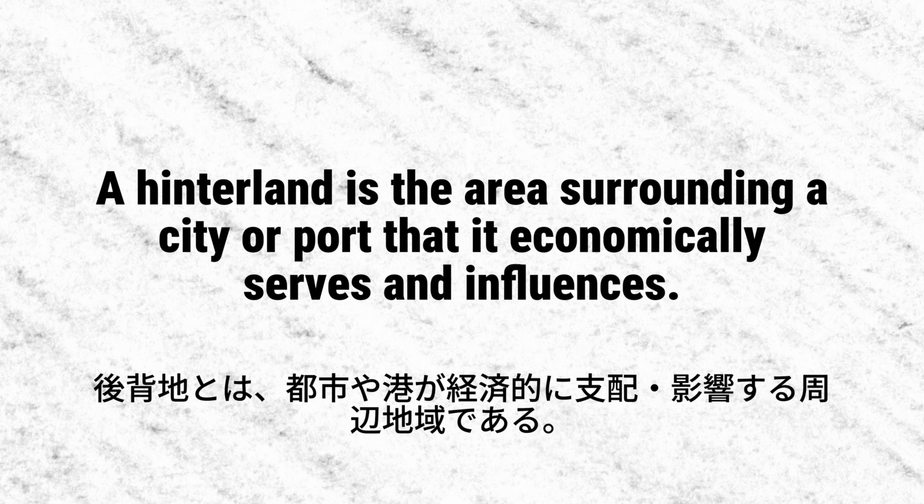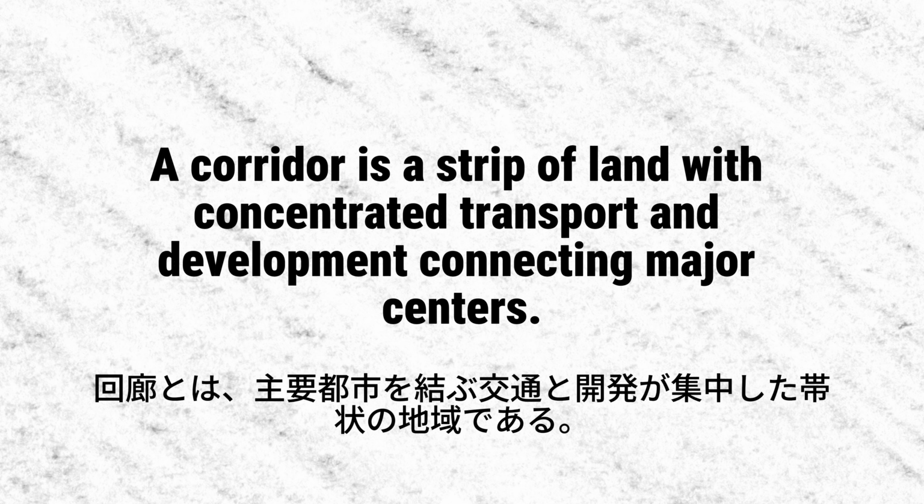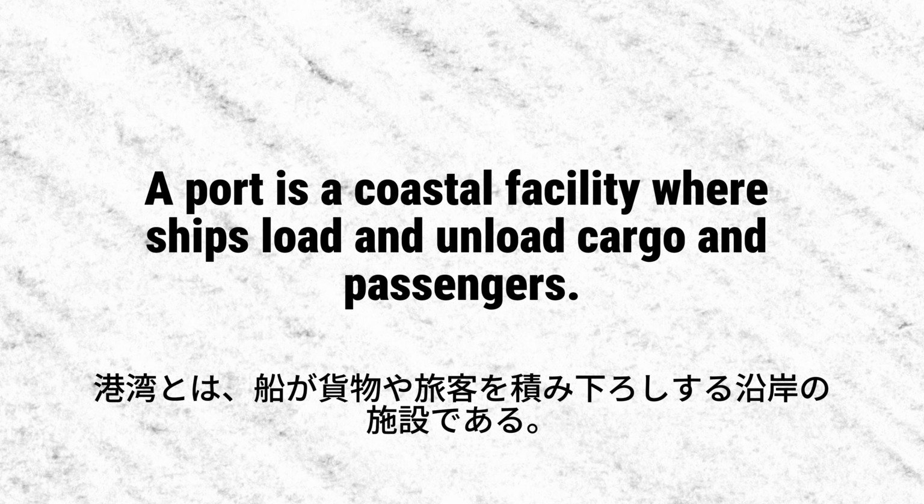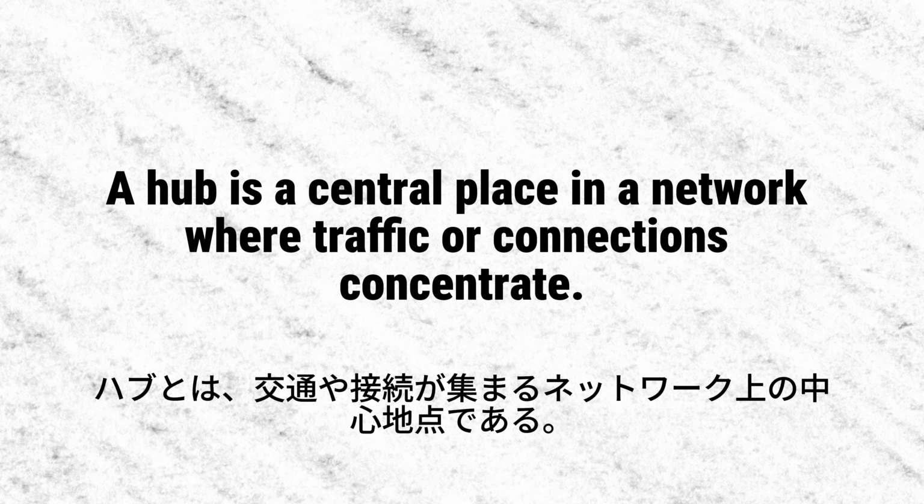A hinterland is the area surrounding a city or port that it economically serves and influences. A corridor is a strip of land with concentrated transport and development connecting major centers. A choke point is a narrow route, often maritime, whose control is strategically important. A port is a coastal facility where ships load and unload cargo and passengers. A hub is a central place in a network where traffic or connections concentrate.